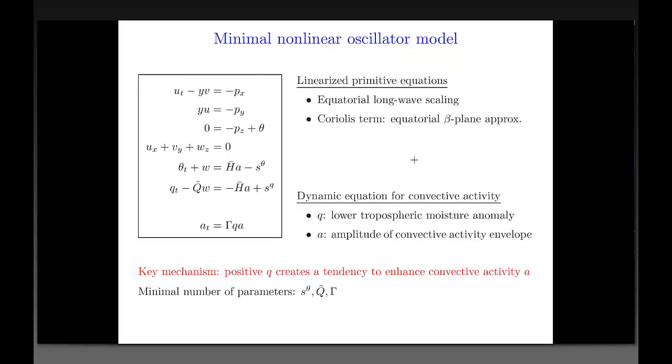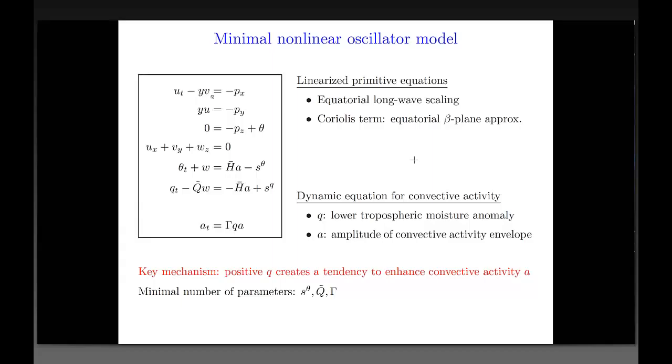Okay. So in the end, the model ends up being pretty simple. It's a nonlinear oscillator model, and we're going to put it together as a combination of this parametrization of convective activity along with linearized primitive equations. I should just point out one small difference to the traditional primitive equations: there's no dv/dt term here, and this is due to equatorial long wave scaling. We're only concerned about the planetary scales. So if you do a scale analysis, you'll find that the dv/dt term drops out, and you're left with geostrophic balance in the meridional direction.